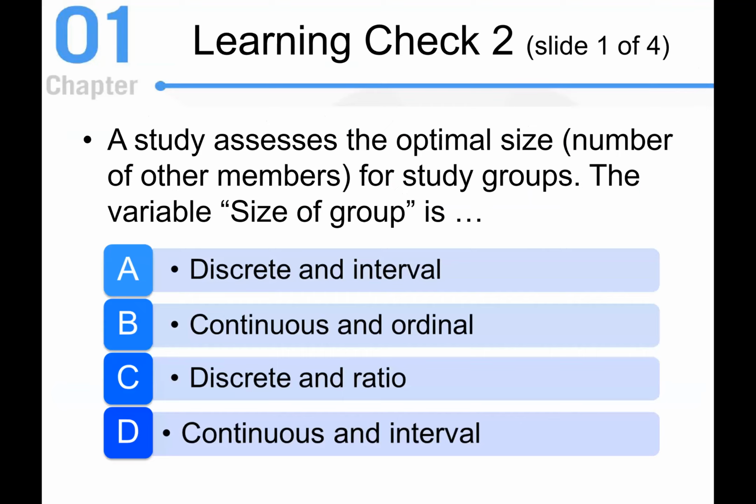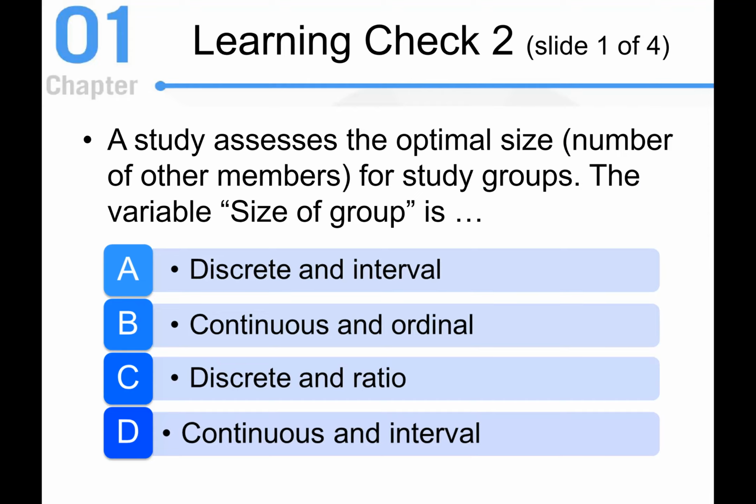All right, so some questions. Learning check 2, all right? So a study assesses the optimal size, the number of other members for study groups. The variable size of the group is what? Well, first, could you have 0 people in the group? Sure, that would be an absence of the thing that's being measured. So that makes it a ratio scale, right?